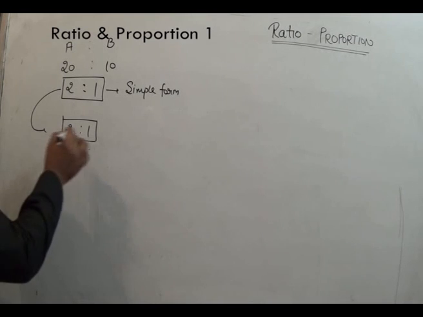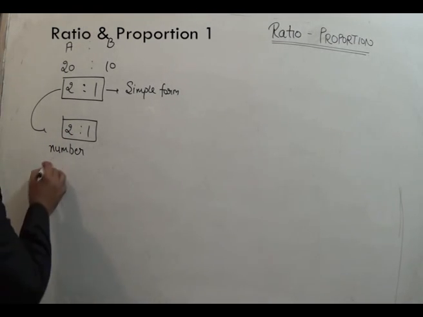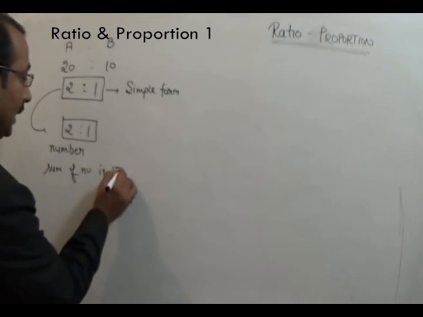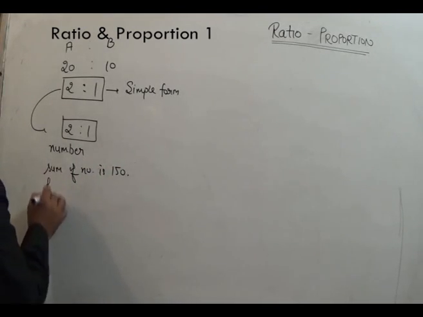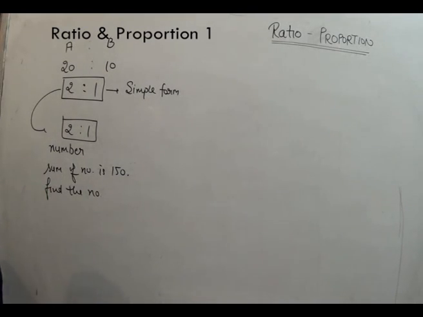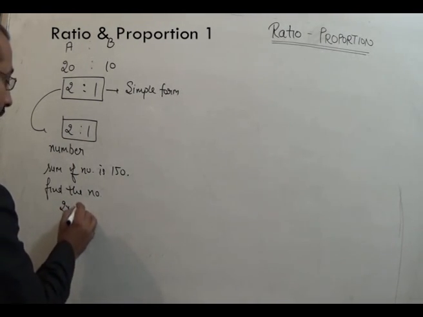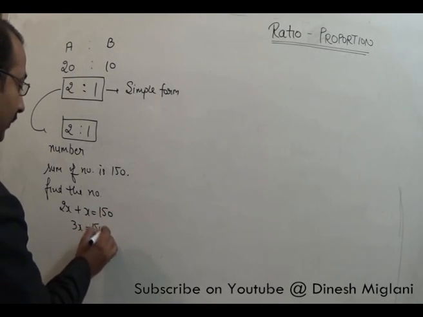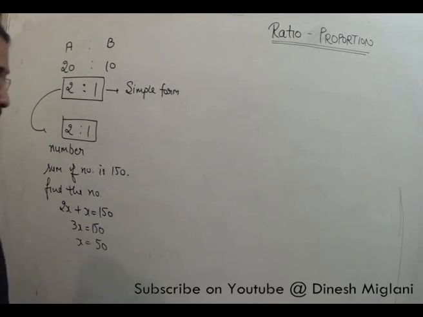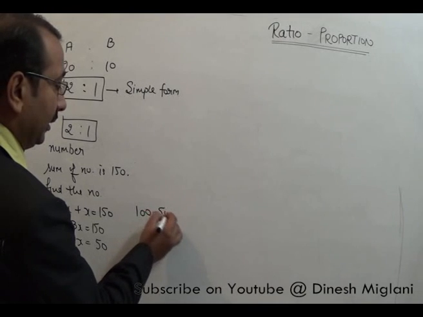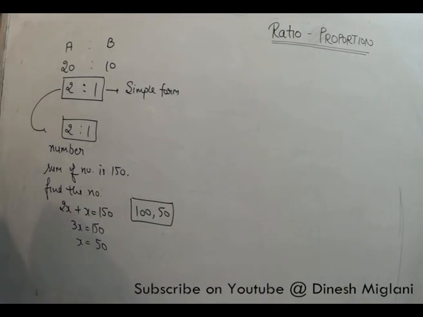Suppose I say the ratio of two numbers is 2:1 and the sum of the numbers is 150, and we have to find the numbers. Now the ratio is 2:1, so I can say if the first number is 2x, the second would be x. The sum is equal to 150, 3x equal to 150, x would be equal to 50. If x is 50, my first number is 100 and the second number is 50. That becomes my answer, right?